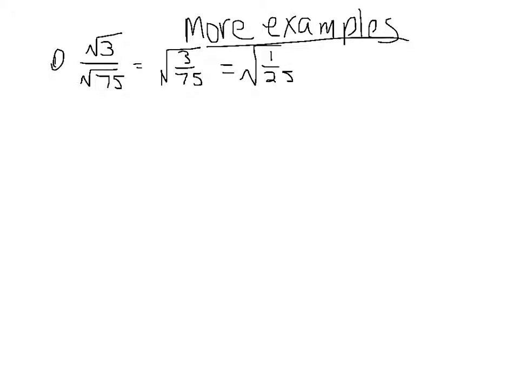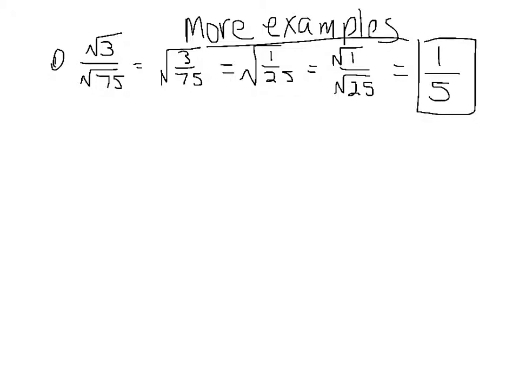We can then break it back up. So we know the square root of 3 over the square root of 75. We knew that we could put them together into one radical. Well, now we can break them back up into two radicals. So we're going to say the square root of 1 over the square root of 25. The square root of 1 is 1. The square root of 25 is 5. So we get our answer of 1/5.